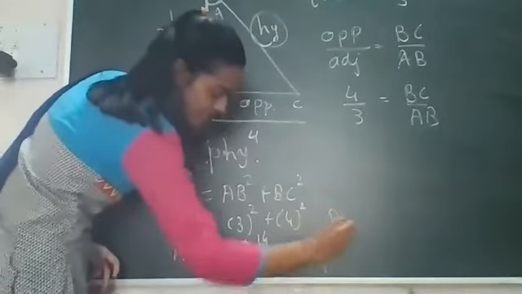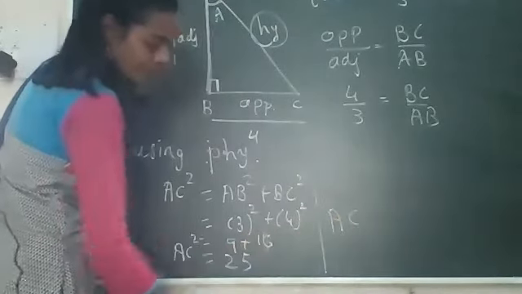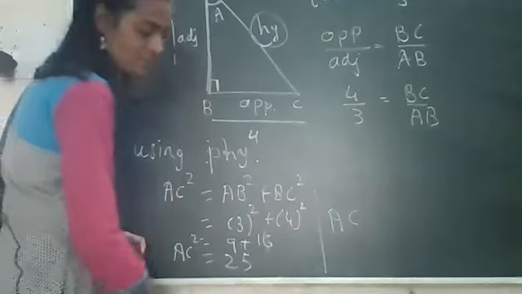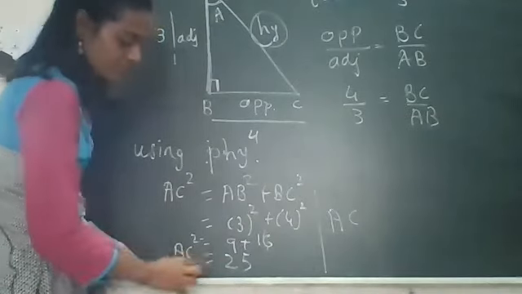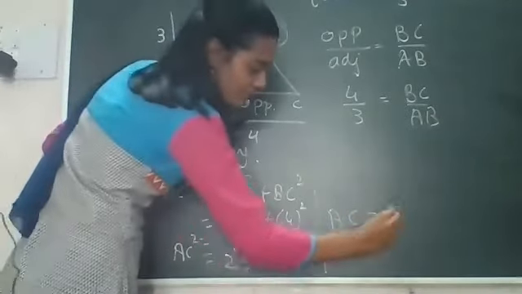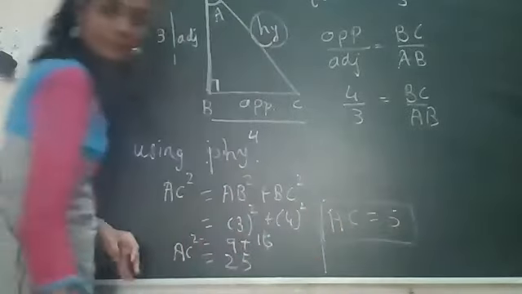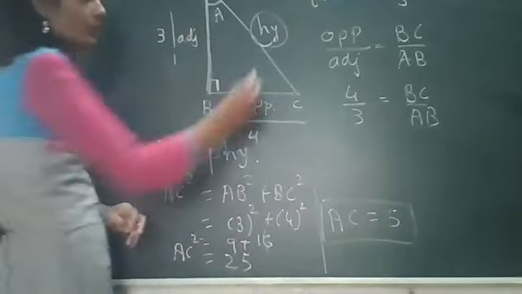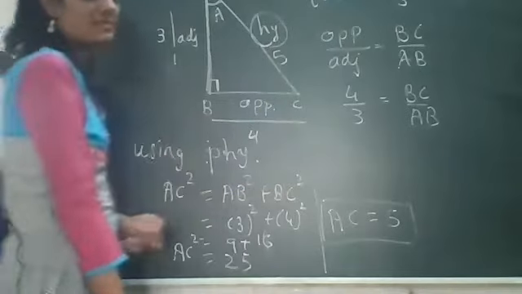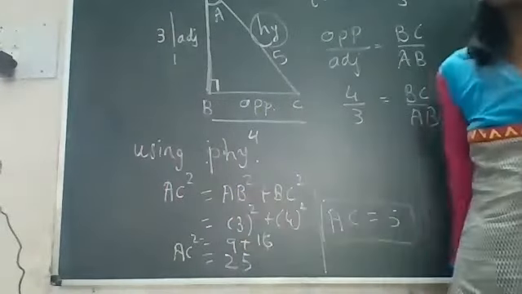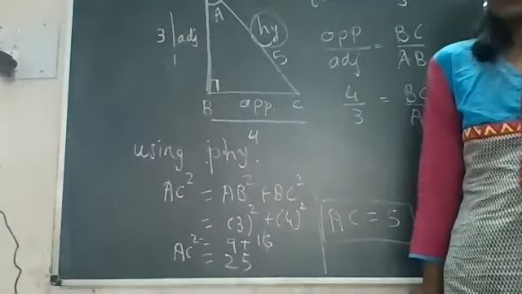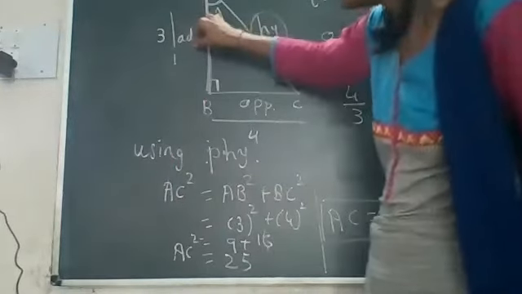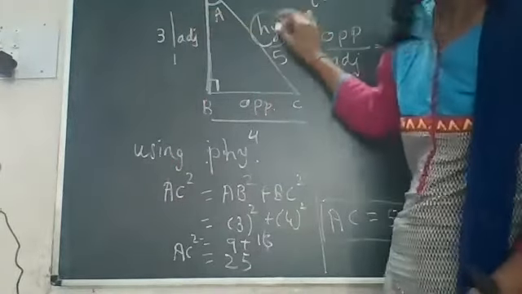Ma'am, 4 square will be 16, right? 9 plus 16 is equal to 25, right? So AC square is equal to 25, so AC is equal to 5. So you will get the value of hypotenuse is equal to 5. This much clear? Yes, ma'am. So we have here the opposite side as well as the hypotenuse.